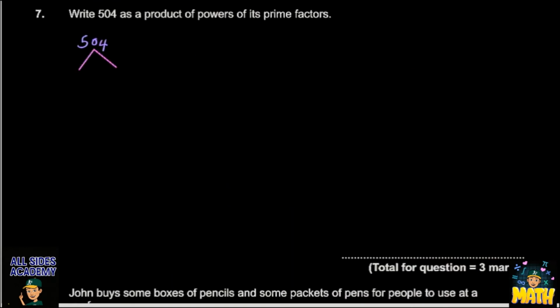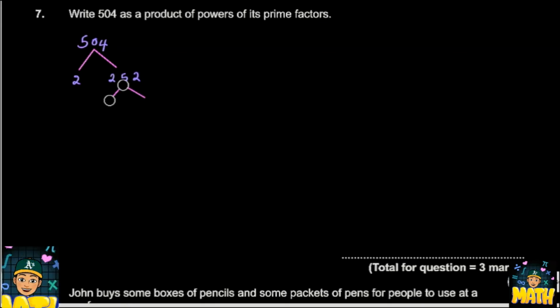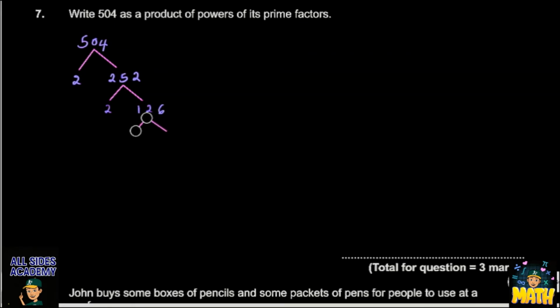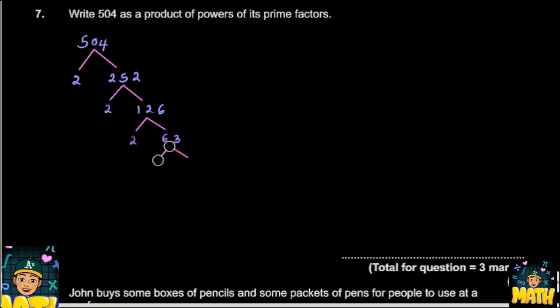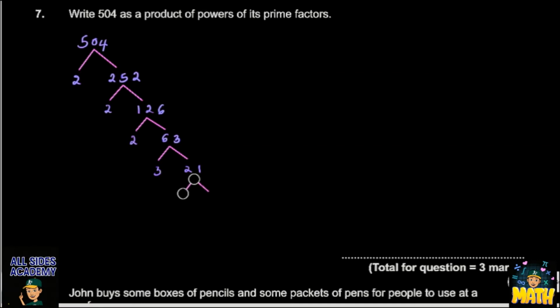Write 504 as a product of powers of its prime numbers. So I'll use a factor tree to list out all the prime factors of 504. The next one is 2 still, because this is an even number. 2 goes into 126 63 times. I go to 3 as the next one. So 3 goes into 63. How many times? 21 times.